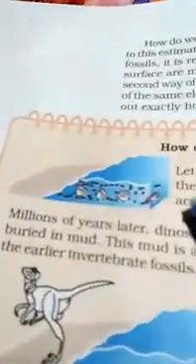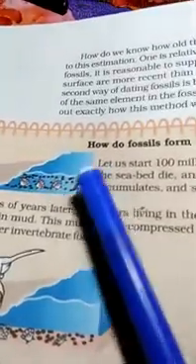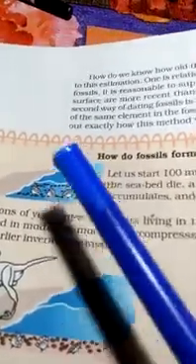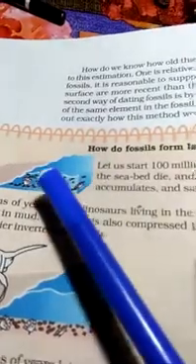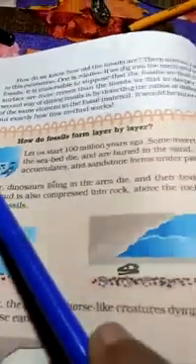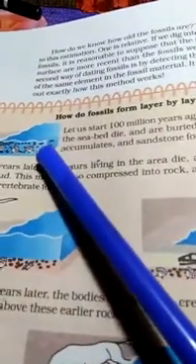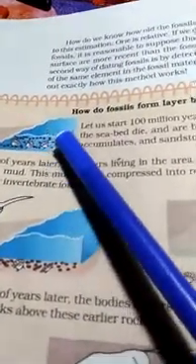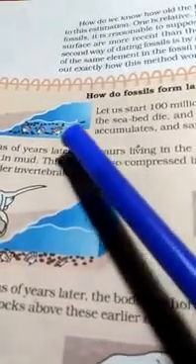Some 100 million years ago, some invertebrates died in the seabed and they were gradually covered by sand, layers of sand, one after another. They were covered by the layers of sand, and these layers later formed sandstones, and these organisms were entrapped in them.